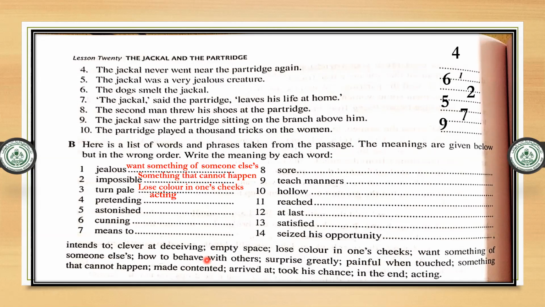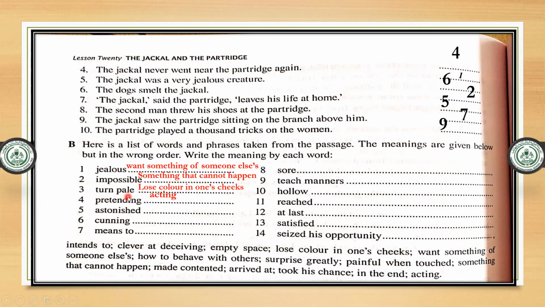So we have to choose from here and put over here before the word. Example, number 1 is jealous. So what is the meaning of jealous? The meaning of jealous is want something of someone else. A person who is jealous doesn't want someone else to have a good thing; it should be with me. So this is the meaning of jealous. Number 2, impossible. It means something that cannot happen. It is the meaning of impossible.